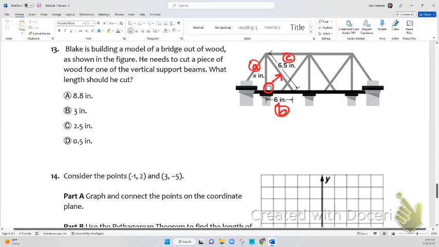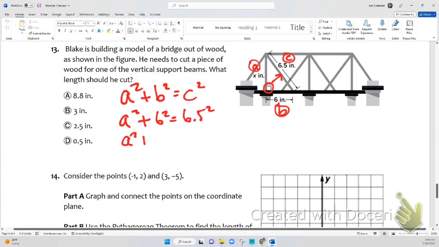Once again, we're using Pythagorean's theorem. Because it is a two-dimensional triangle, it's not a rectangular prism like the last one that we just did. So we use a squared plus b squared is equal to c squared. My a, we don't know what that is, so I'm just going to put a. You could put x, but sometimes it throws students off, so I'll leave it as a. My b is the 6, and then your c is going to be the 6.5.